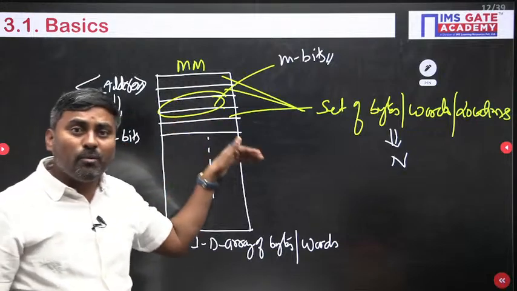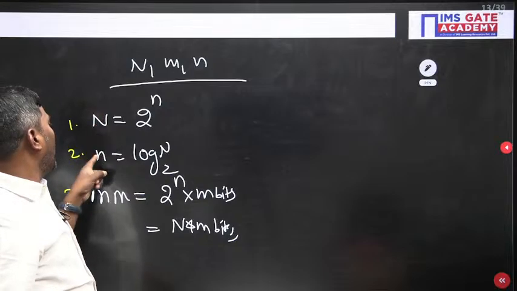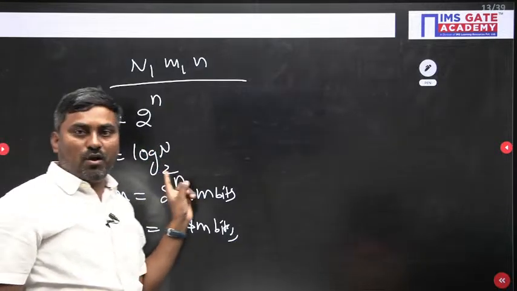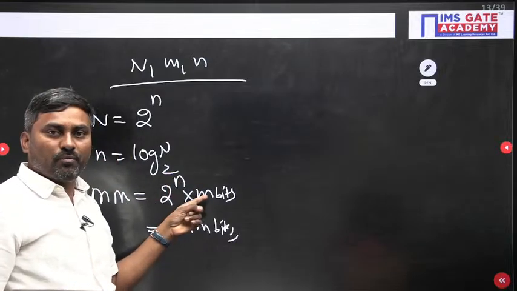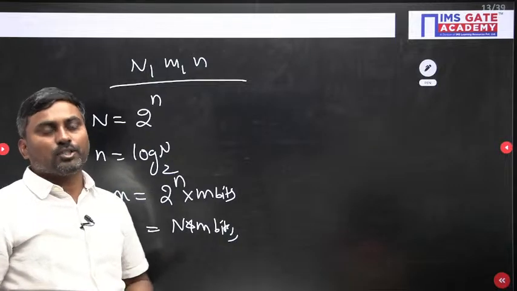2 power 7, how much? 128. That's what I have written. 2 power 7 is 128, so log of 128 is 7 bits. Size will be the number of words multiplied by the word length. That is how we can express memory.